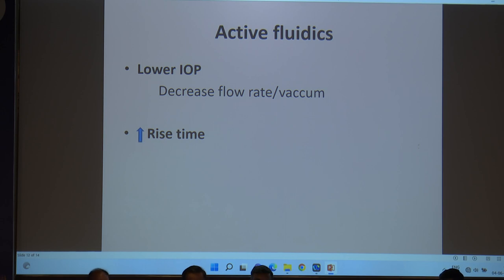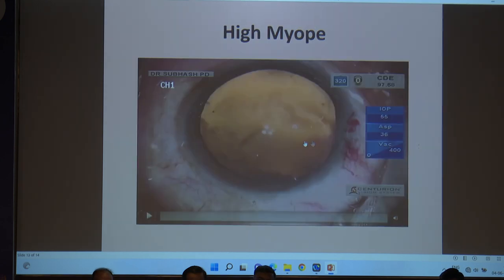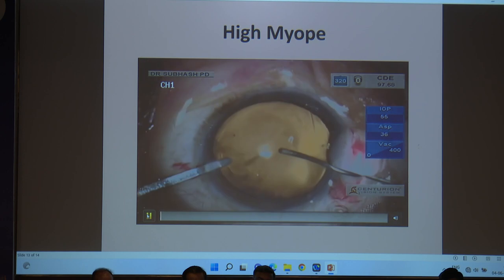The newer machines, the active fluidics, are really very beneficial in these situations. You can actually monitor the intraocular pressure. You can keep the machine's intraocular pressure very low so that there is no sudden deepening of the anterior chamber. And also you can modulate the rise time. Rise time is the time taken for the pressure to rise in the given machine, where you can modulate it and let it rise slowly.